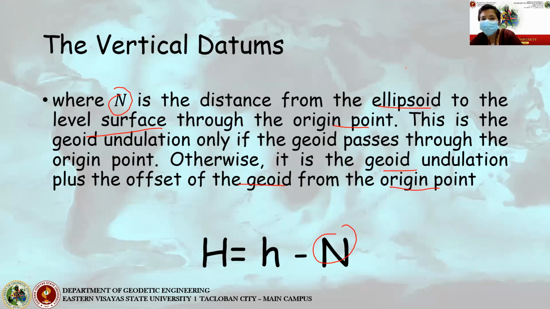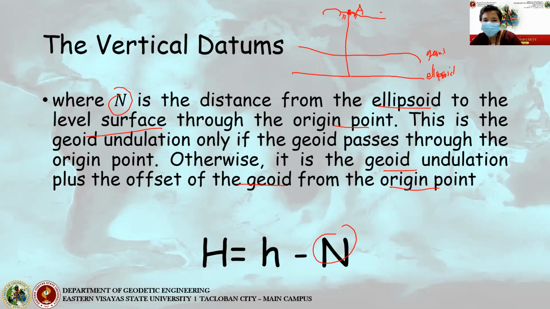Let's say, for example, this is the ellipsoid, and this is now the geoid. And the point here, you have point E on the surface of the Earth. From this point to here is what we call the ellipsoidal height. Let's say the ellipsoidal height is equal to h.